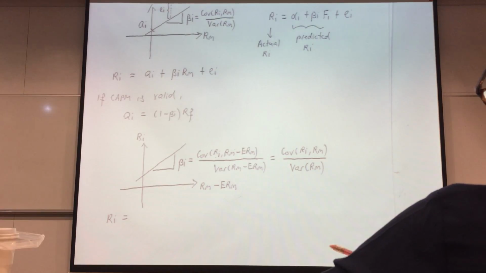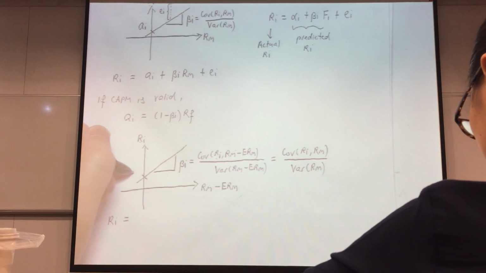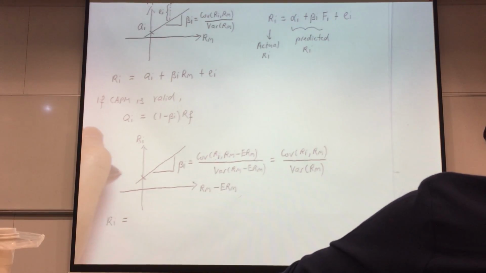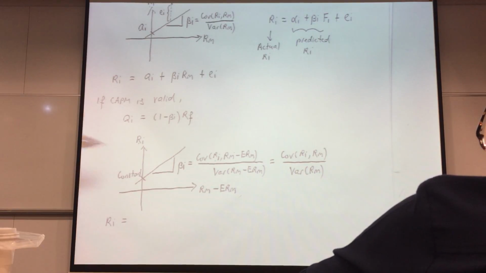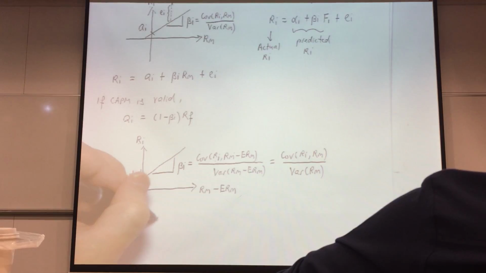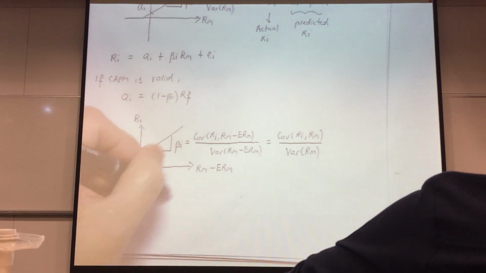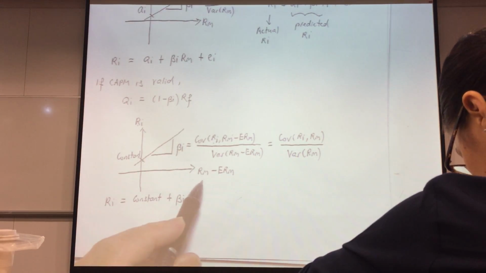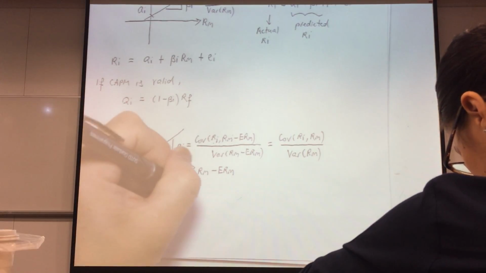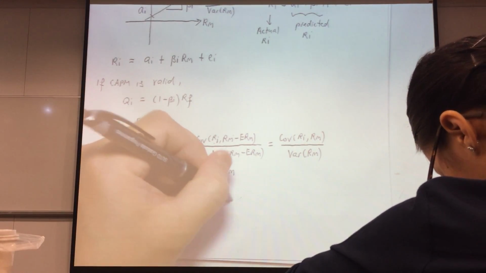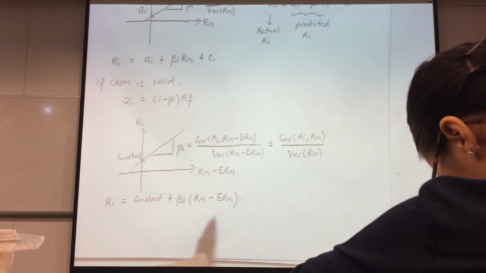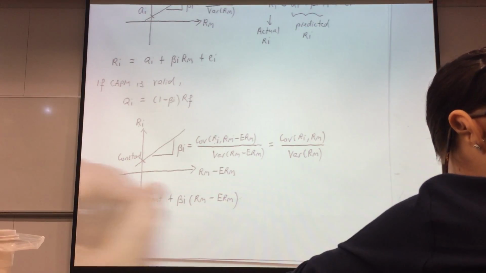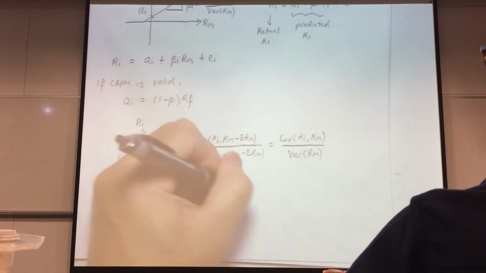The equation in this case, let me give a letter for this. Alright? Let's say this is k, just a constant. Right, constant. Is the y-intercept value. Plus beta I multiplied by Rm minus ERm, right? That is our new x variable. So this is actual Ri, this is the predicted Ri. So the difference between them is the error, Ei.